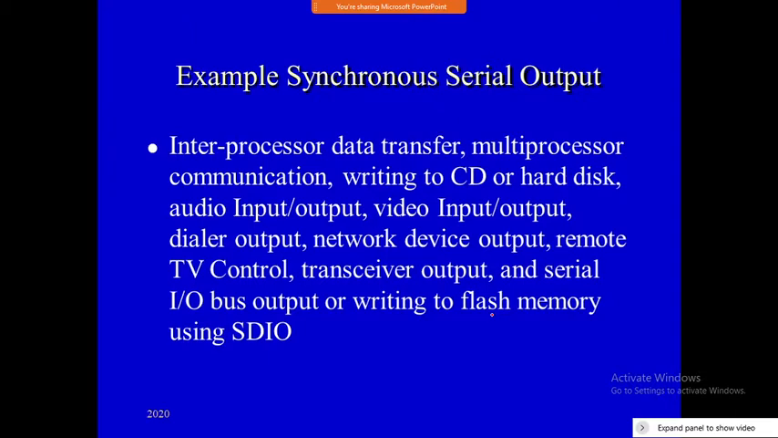Next, we'll see examples first. What are the synchronous serial outputs? Interprocessor data transfer, multiprocessor communication, writing to a CD or a hard disk, audio output, video output, dialer output, network device output, remote TV controller, transceiver output, serial I/O bus output, or writing to the flash memory using SDIO. These are some examples of synchronous serial outputs.